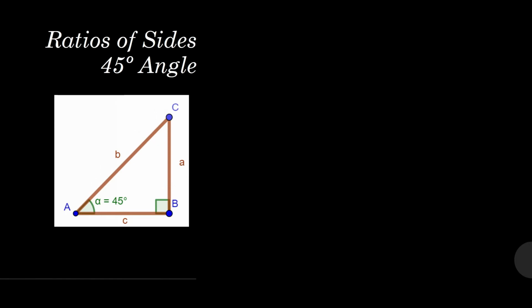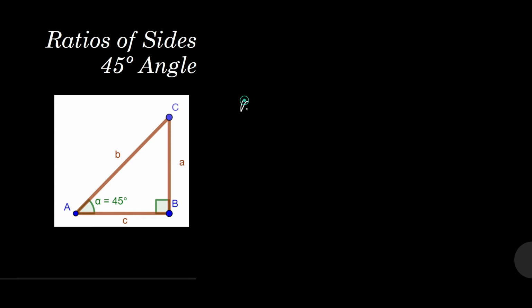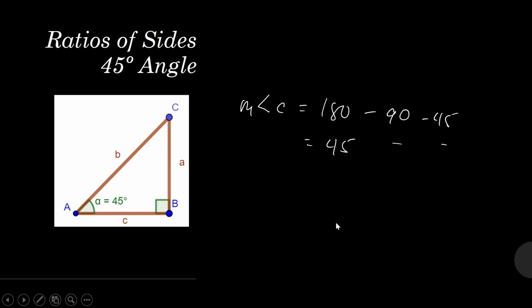So let's say, for example, we have a right triangle that contains a 45-degree angle. What is the measure of angle C? Well, it's equal to 180 minus 90 minus 45. It's equal to 45 degrees. Why so? Well, because the sum of the interior angles of any triangle is 180. And since we already know that angle B is 90 and angle alpha is 45 degrees, this means that angle C is a 45-degree angle.